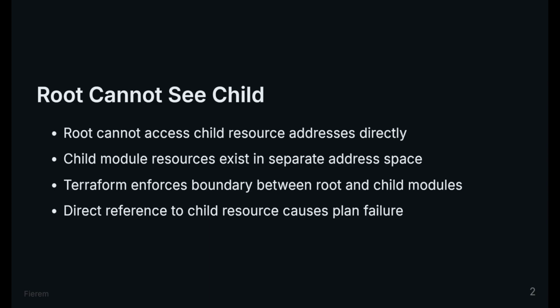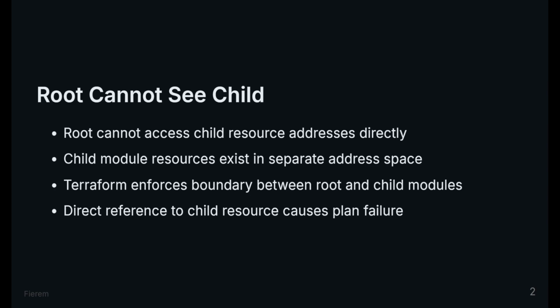A common failure appears when the child module creates a resource, but the root module tries to read that resource attribute directly. Terraform rejects that because resource addresses inside the child module do not exist in the root module's address space. A module boundary hides internal resource names unless the child module exports a value explicitly. Module outputs are the only supported way to move selected values from a child module into its caller.